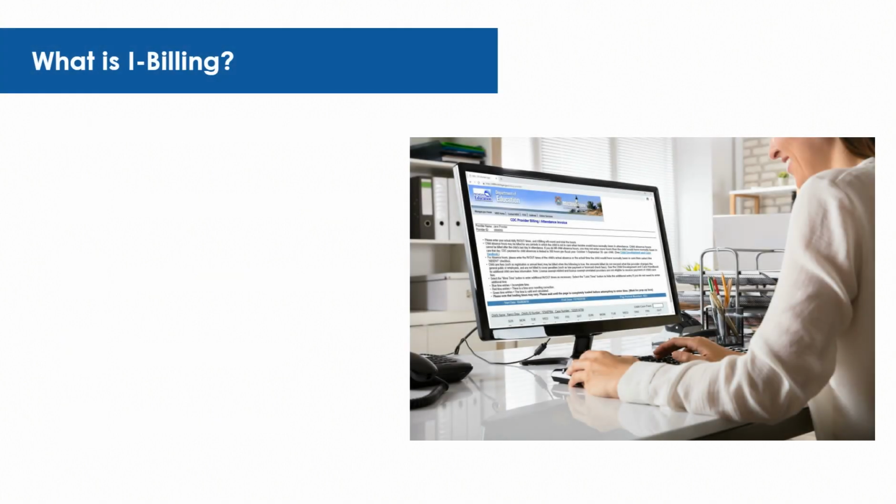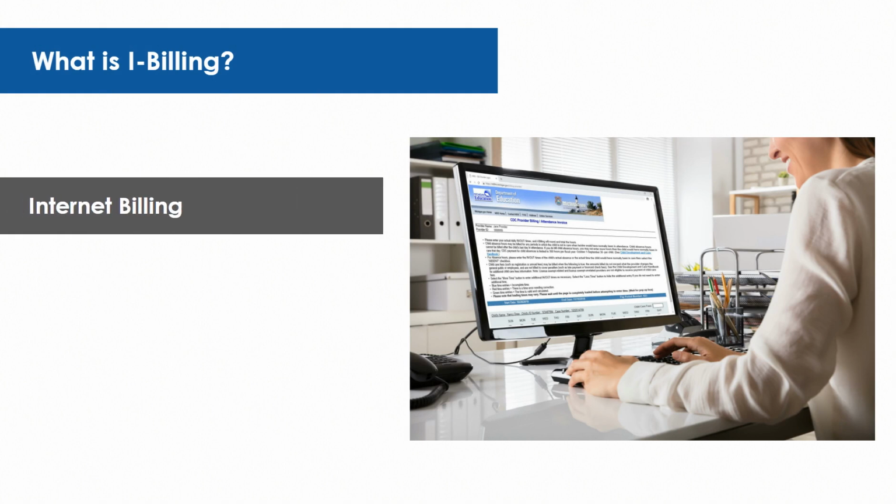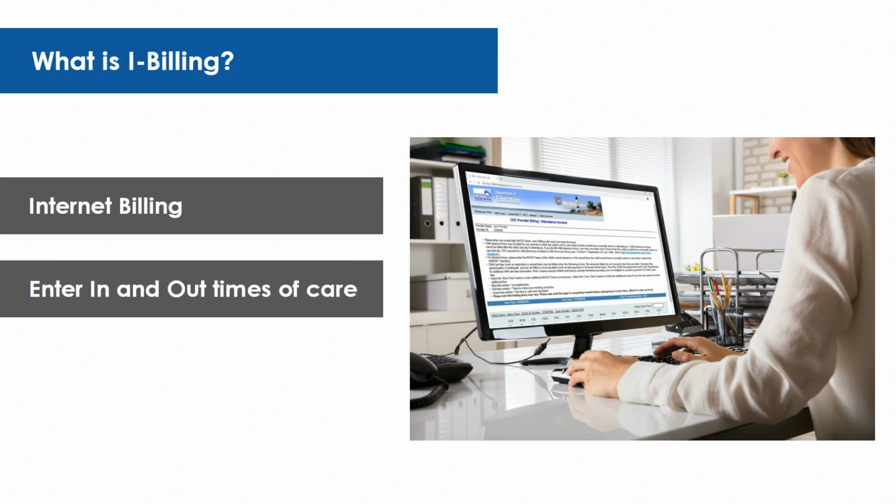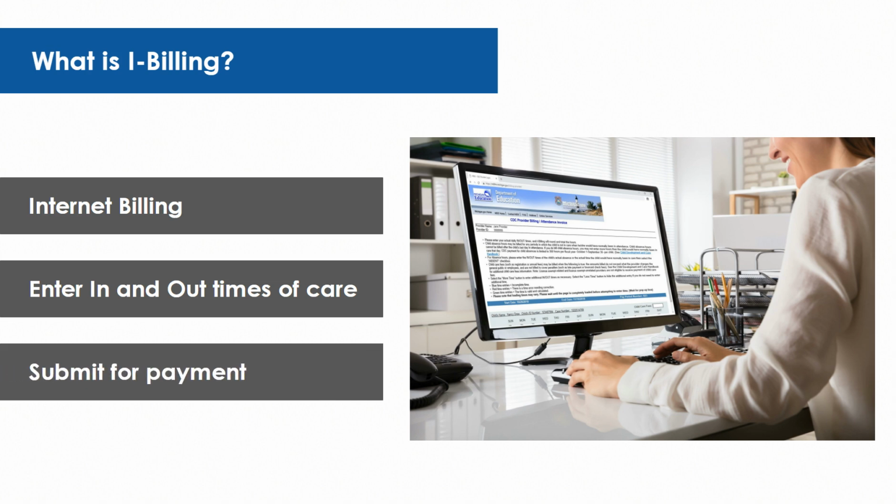First, what is iBilling? iBilling, or Internet billing, is the system you must use as a child care provider to enter times of care provided for children participating in the State of Michigan's Child Development and Care Program. As a provider, you will use iBilling to enter the in and out times of care, as well as any absence hours for a child. Submitting your billing through iBilling is how you receive payment for the care you have provided.